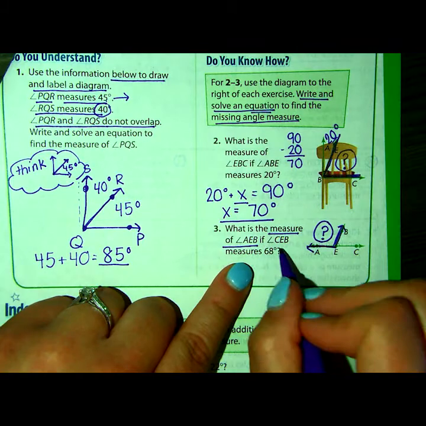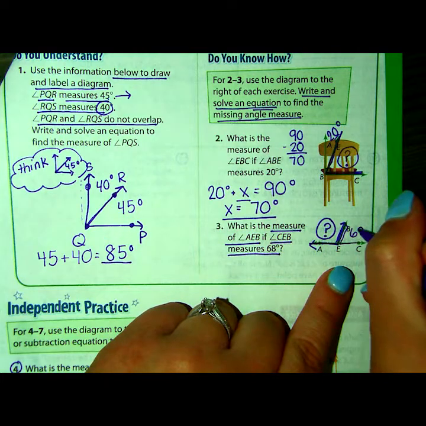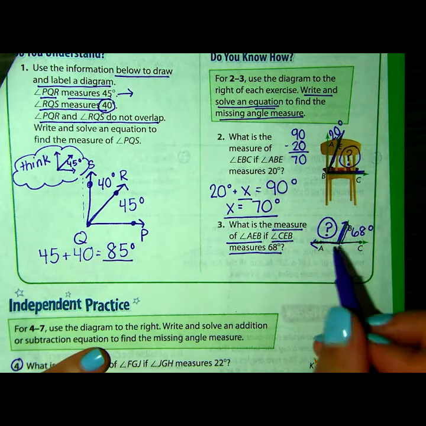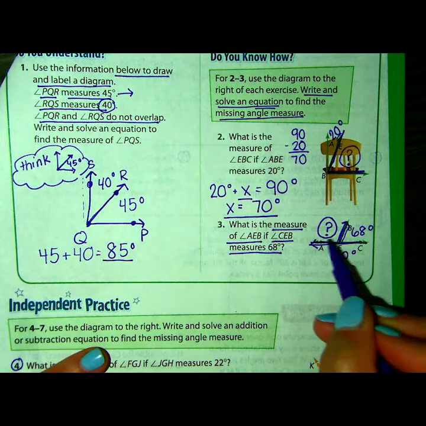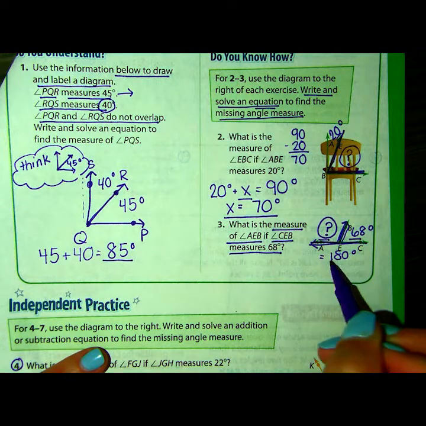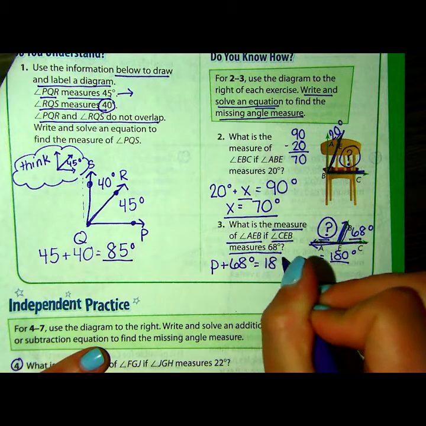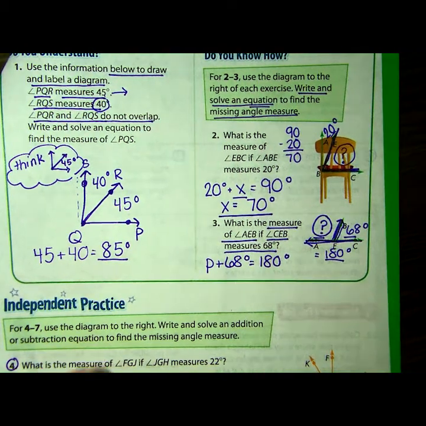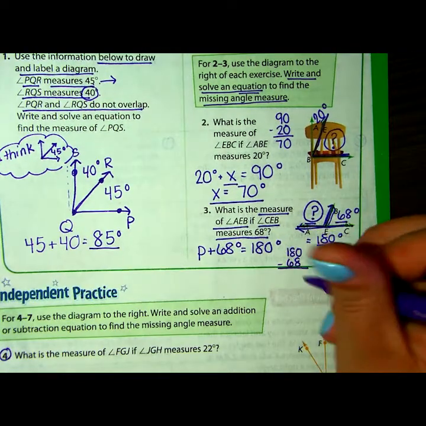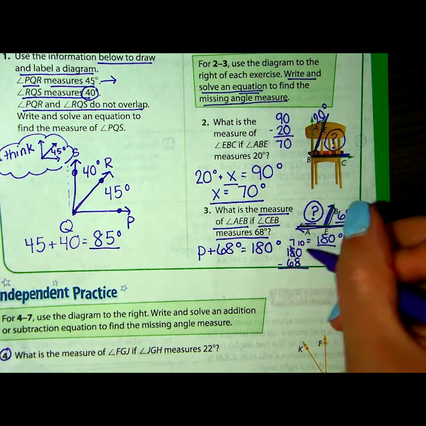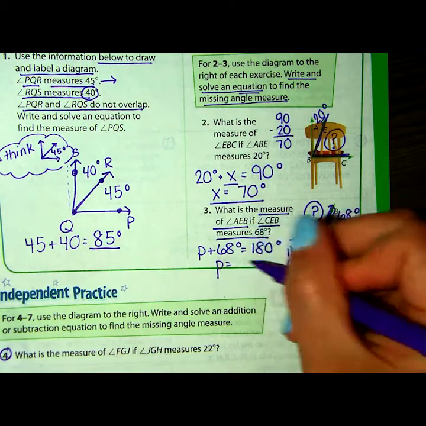If CEB measures 68, so this one right here is 68 degrees. Okay, well, I know that this is a straight line or a straight angle, so that measures 180 degrees. So there's my equation. Blank plus 68 equals 180. P plus 68 degrees is equal to 180 degrees. Well, I need to subtract to find that total. So 180 minus 68, I can't take 8 away from 0, so I need to borrow a 10. Add that to my ones. Now 10 minus 8 is 2. 7 take away 6 is 1. 1, bring it down. P is equal to 112 degrees.